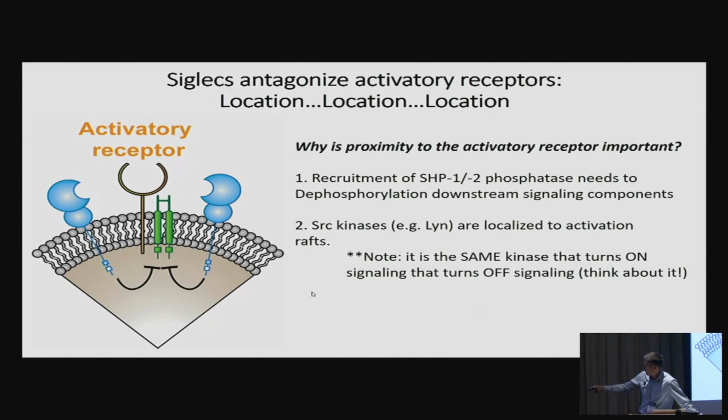So this is kind of profound. It's the same kinase that turns on signaling that then phosphorylates the siglec and turns it off. Okay? So that's the second reason why the siglec needs to be in proximity, because it needs to get phosphorylated. It then needs to recruit the SHP1 or SHP2 phosphatases. Okay, so it's all about location. And if we keep that view in mind, that can help guide our thinking about how glycans may control where the siglec is, and in particular, control its proximity to the receptors that it regulates.